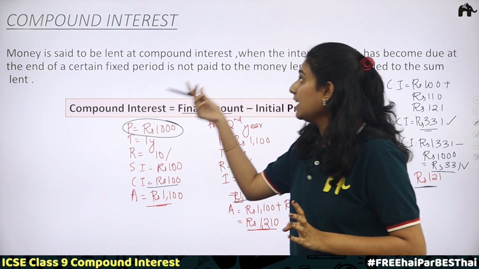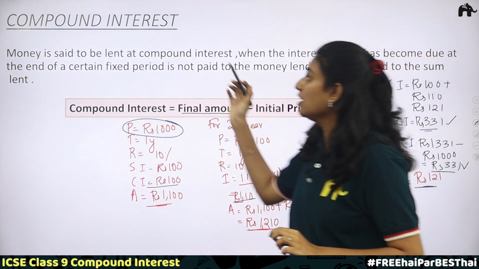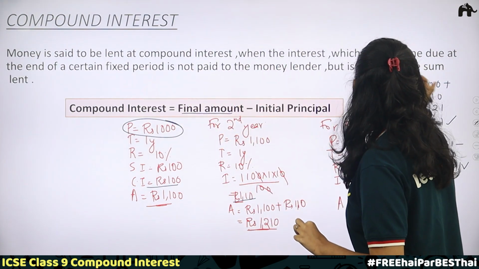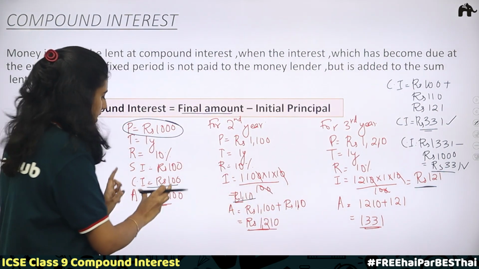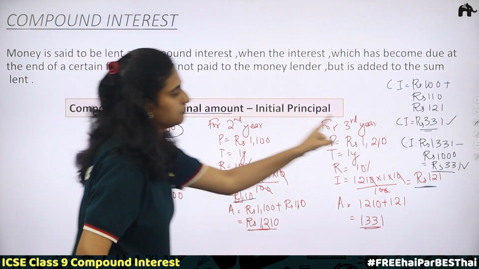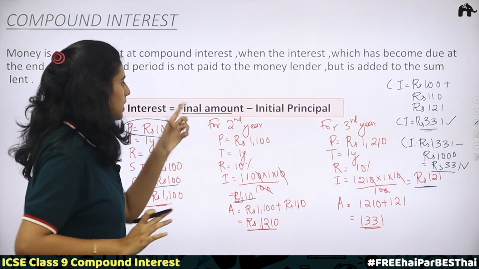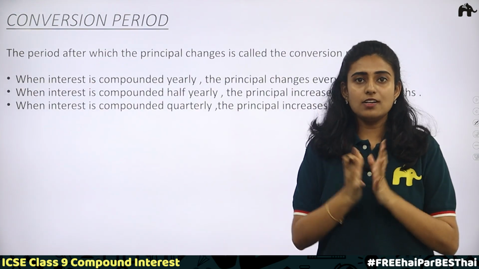Money is said to be lent at compound interest when the interest which has become due at the end of a certain fixed period is not paid to the money lender but is added to the sum lent. You can see here, this is not given to the lender. It is just adding up. This is what is happening, and you can find the compound interest using a simple formula: final amount minus initial principal. Clear?